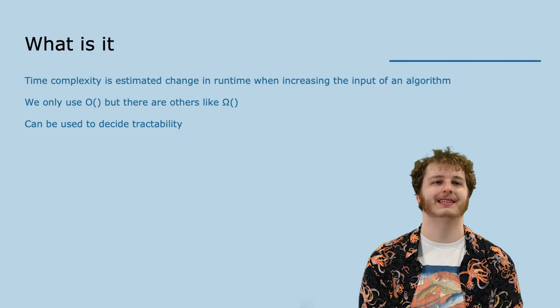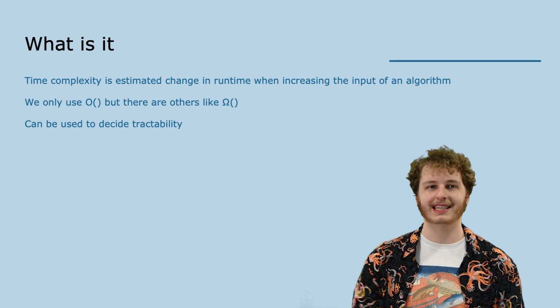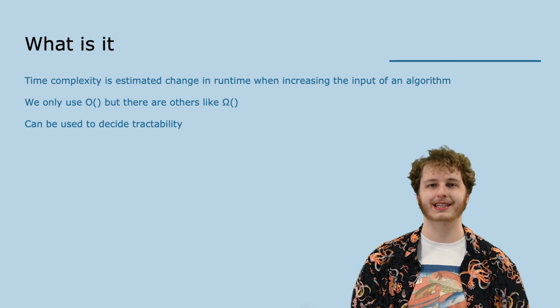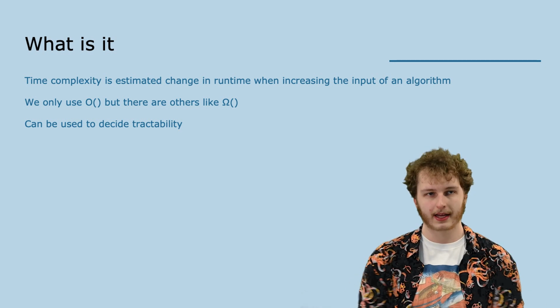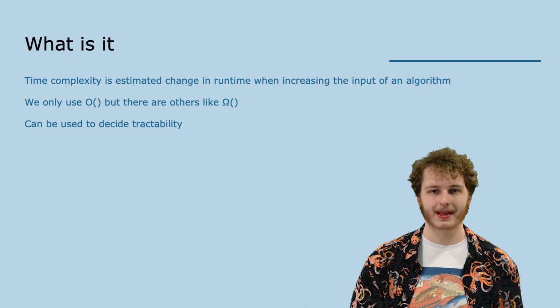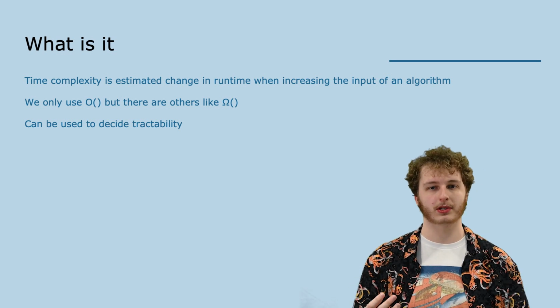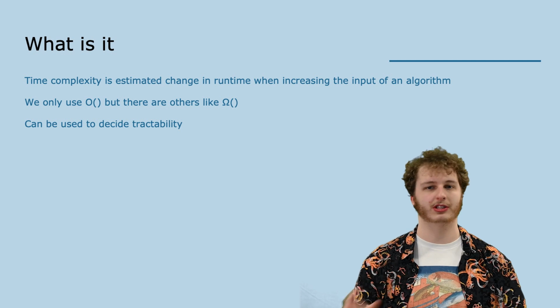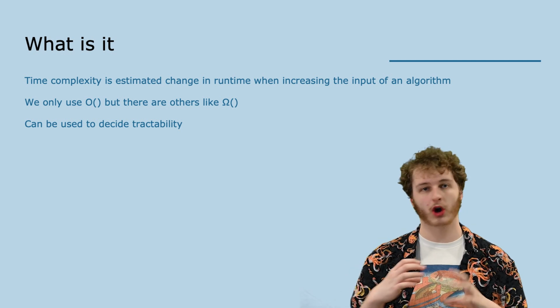So what is time complexity? Time complexity is the estimated change in runtime when increasing the input size of an algorithm. Typically we refine this as O(N), where N is the input size, contributing to some factors. So it might be like O(N squared) or like O(2^N).